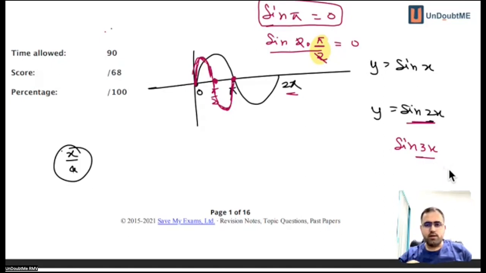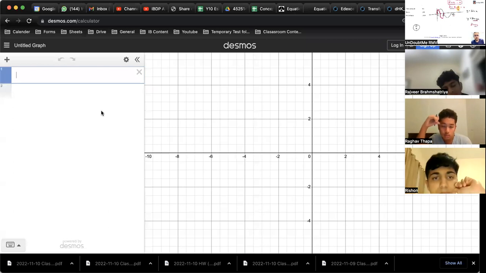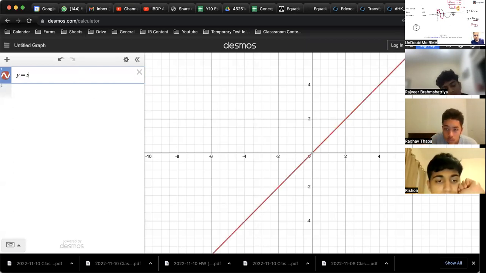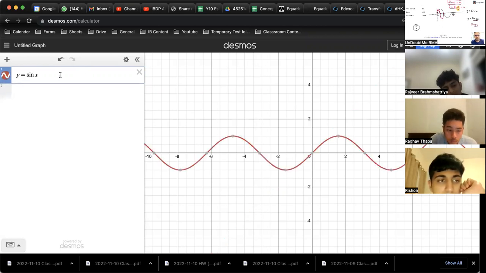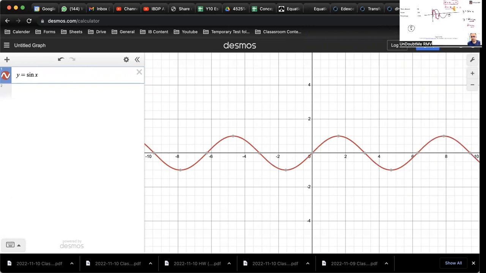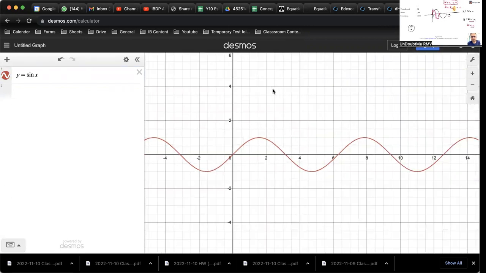Okay. Is it clear? Yes, sir. Now before moving on, y is equal to sine x. This is the graph. I hope everyone can see the graph.